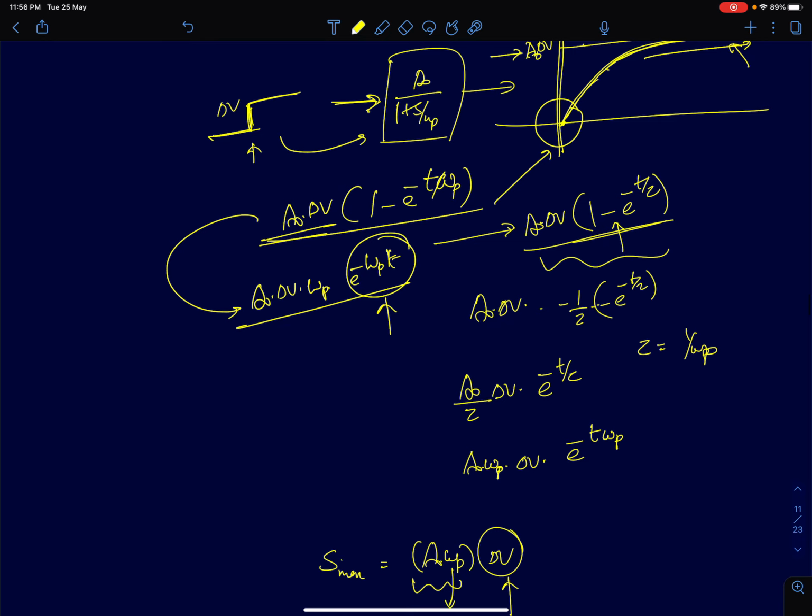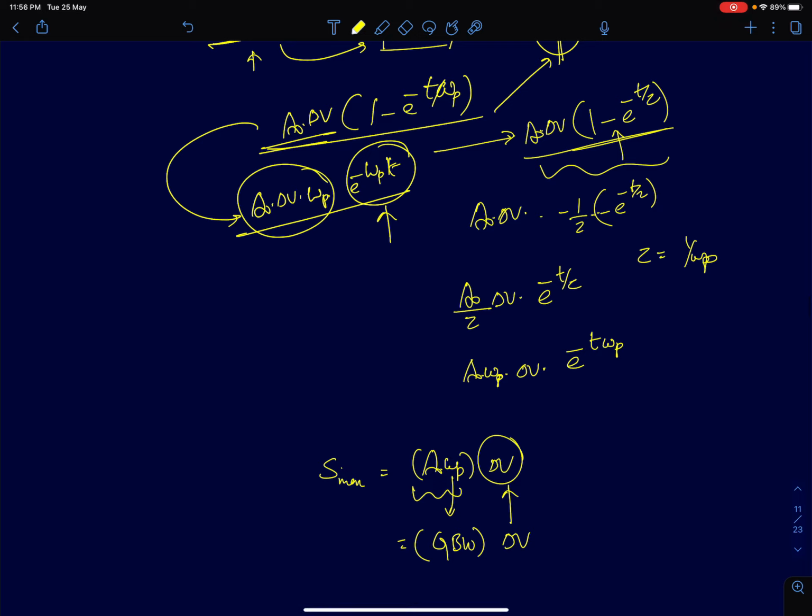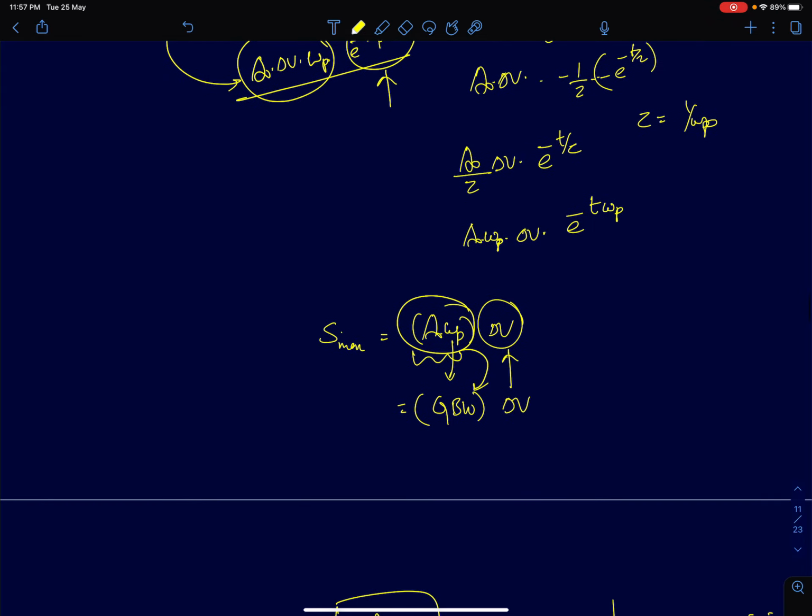Now if you see this expression here, the maximum slope is simply A0 into delta V into omega P. This product A0 into omega P is simply the gain bandwidth product. So the gain bandwidth product in time domain tells me, for a first order system, the maximum slope with which the output can rise for a step input. So it's a measure of the speed of an amplifier, how fast the amplifier can respond to sudden changes. This is for a single pole system in open loop.